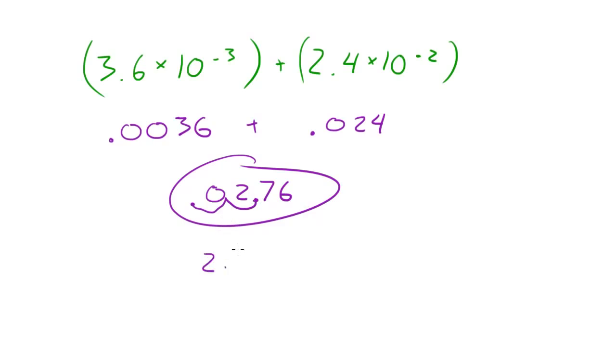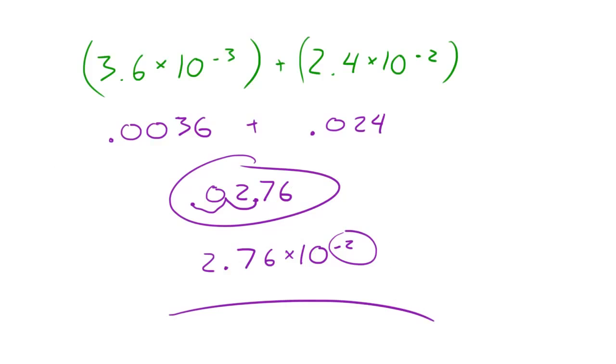So 2.76 times 10 to the negative 2 is going to be your final answer, because remember, if you move it two places, then you need to make your exponent 2 right there. So this is your final answer. That's what they expect to see on the test.